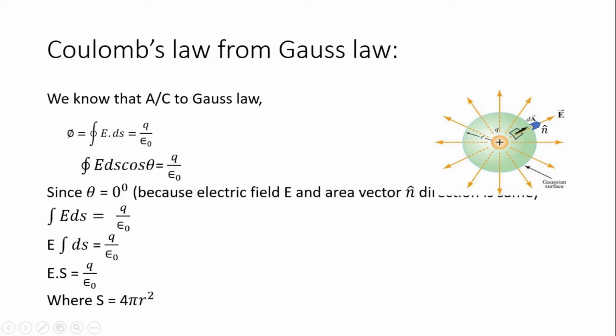Therefore the integral of E ds is equal to q divided by epsilon naught. Since cos 0 is 1, only E ds remains, which is equal to q divided by epsilon naught. Then taking E outside and integrating ds, which is equal to q divided by epsilon naught. Therefore the integration of ds is S, so E times S is equal to q divided by epsilon naught.